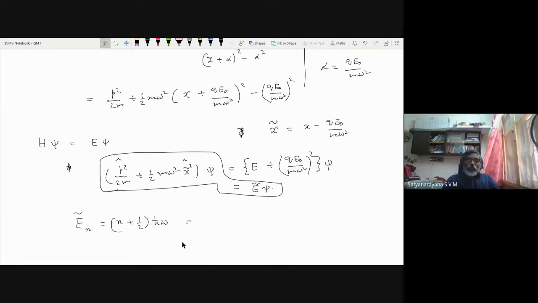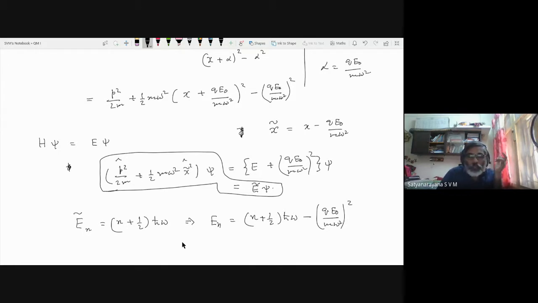But what is E? This implies your energy En. En now can be written as, because E tilde is this, right? So En is equal to n plus half h cross omega, minus this QE0 by m omega square. So energies are getting changed. That is, each energy level will be decreasing by this effect. So this is the change in the energy eigenvalues.